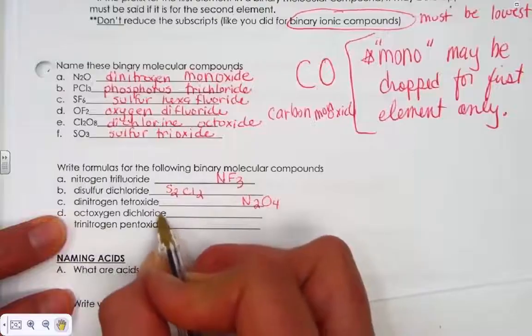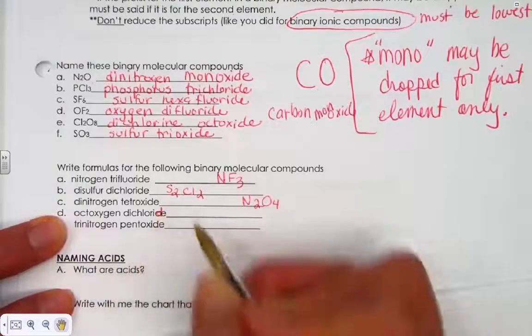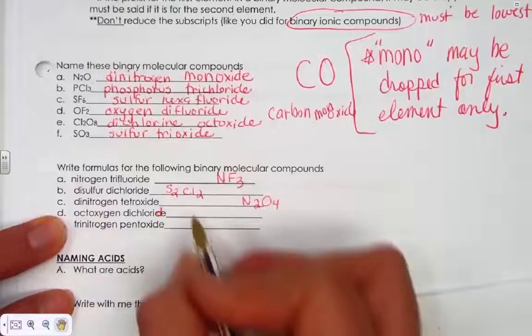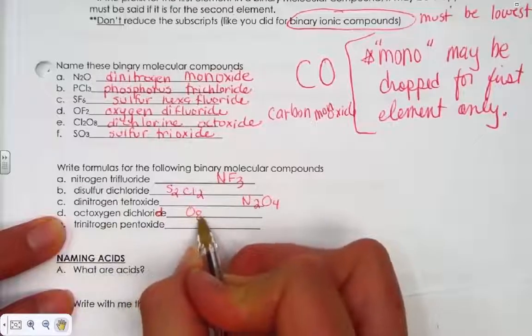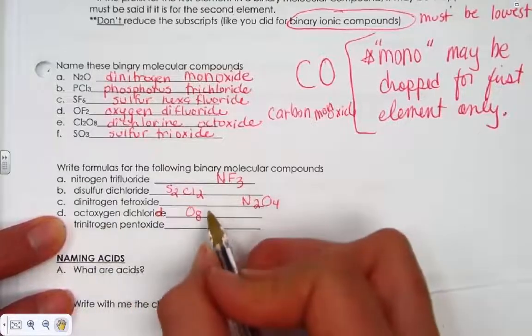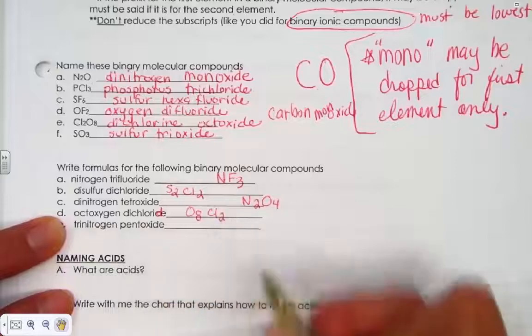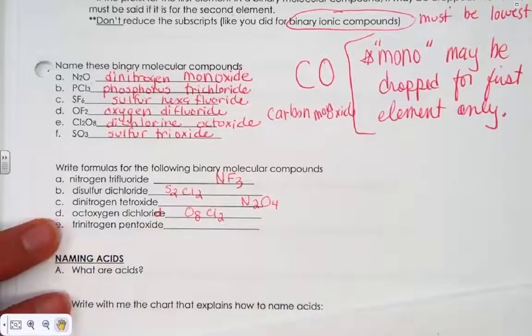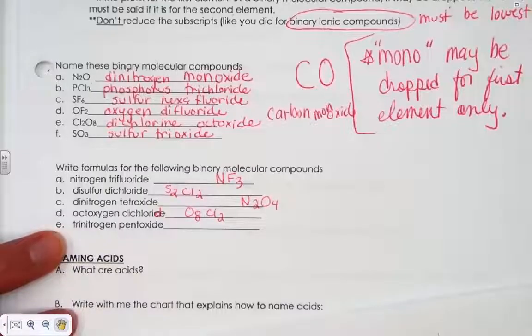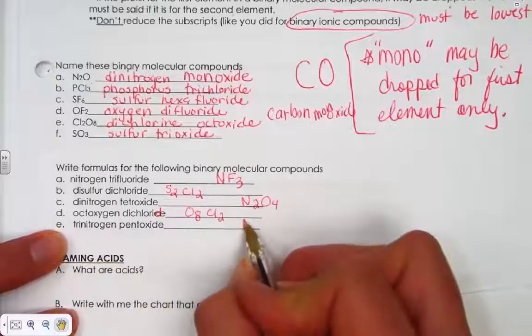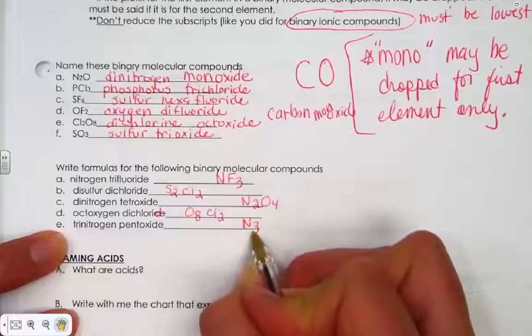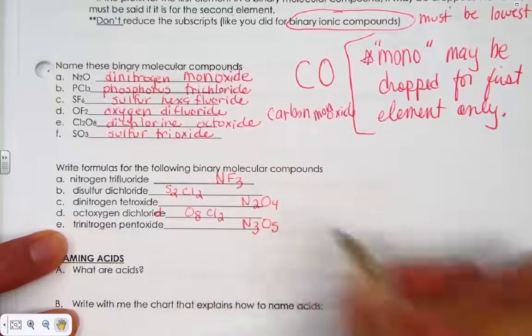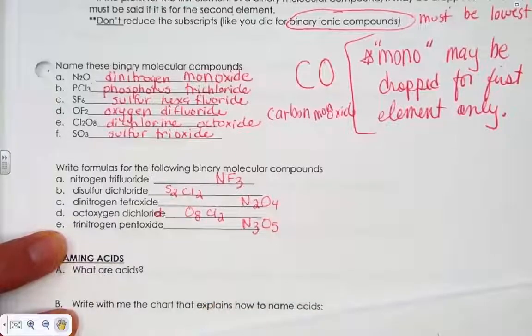Octoxygen dichloride. Oops, there's a typo there. That's an ide ending. Octoxygen, that's 8 oxygens. Dichloride, Cl2. O8Cl2. Trinitrogen pentoxide: N3O5.